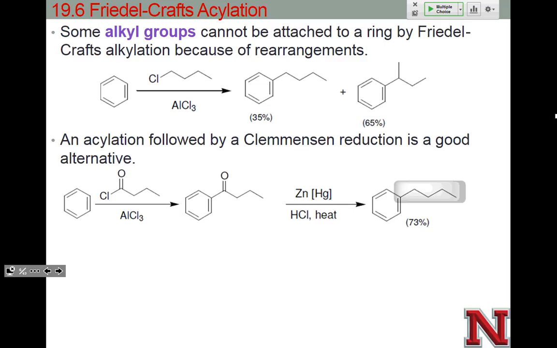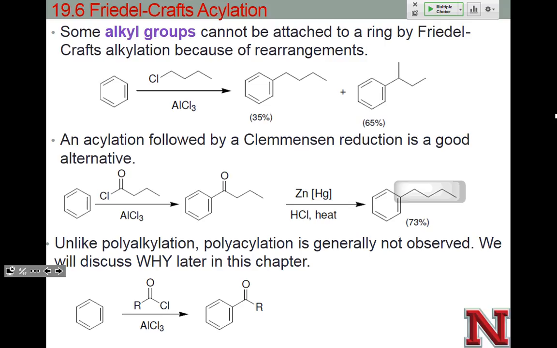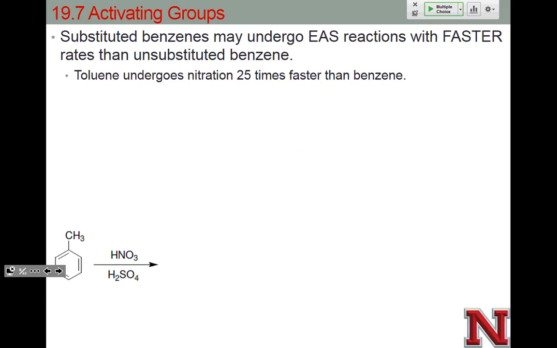This is called the Clemmensen reduction. Again, another named reaction. And we're going to visit it in a little bit more detail in chapter 20 when we talk about ketones. But basically, we can fully reduce a carbon-oxygen double bond. Polyalkylation does not generally occur with acylation like it did with alkylation. And again, we'll talk about why later in this chapter when we talk about substituents on the ring and how they affect the reaction. So we don't typically get a second addition.